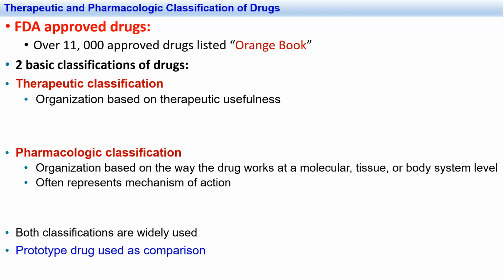Should address the drug's mechanism of action and how the drug produces its effect on the body. More specific than its therapeutic classification. Therapeutic classification will select antihypertensive drug. So it's to treat the hypertension.